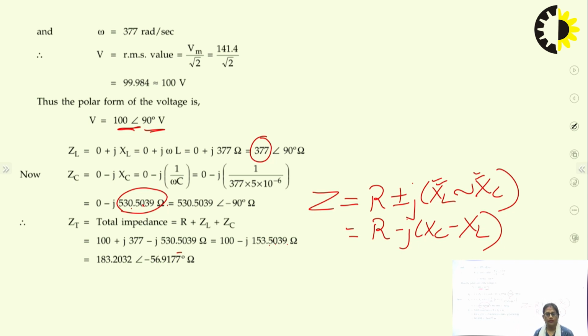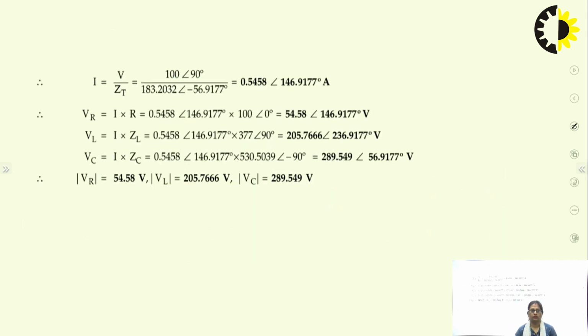Converting this into its polar form, the magnitude would be 183.2 with an angle of minus 56.91 degrees. So, this is the total impedance of the circuit. Once we have the total impedance, I can have the current given by voltage upon total impedance. Voltage is 100 with an angle of 90, and then the impedance we just got. Substituting that, the current would be 0.54 with an angle of 90 minus of minus 56.9177. So, these angles would be added. So, this will be given as 146.9177.